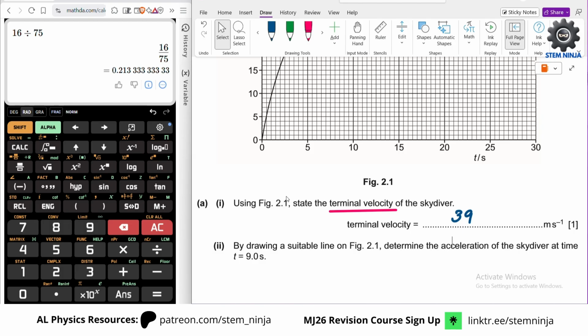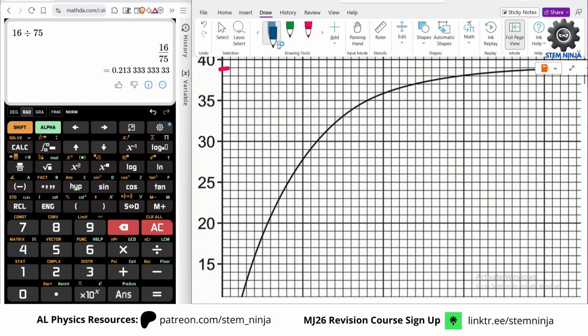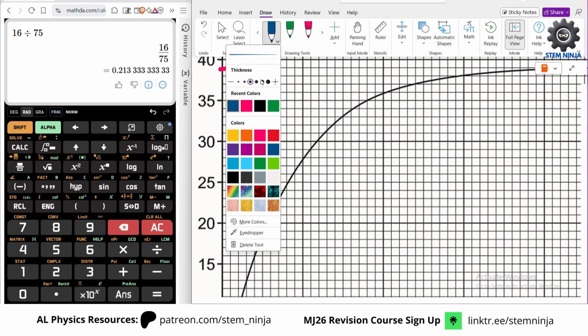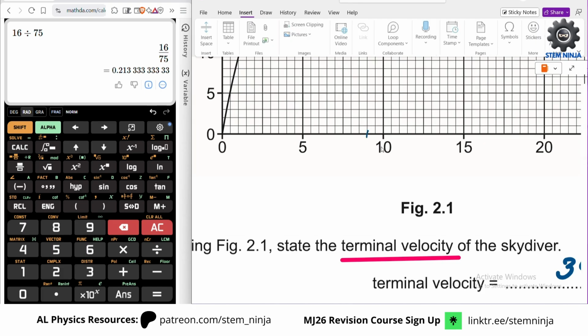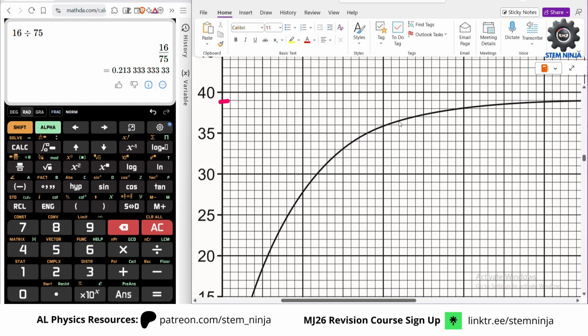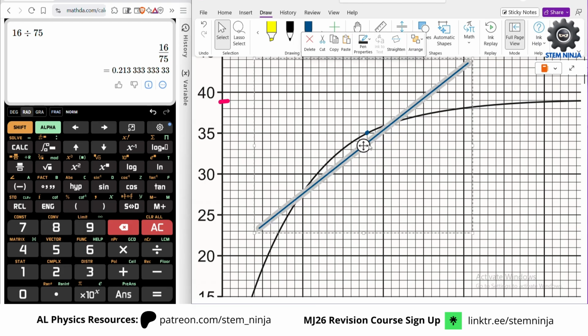By drawing a suitable line on figure 2.1, determine the acceleration of the skydiver at time t equal to 9 seconds. Now 9 seconds is where, so by the suitable line they are asking about a tangent line. So this is your 9, and this is the point. Now what we need is a ruler. Okay, never mind. We can try. No. Oops, no. Let's adjust it.